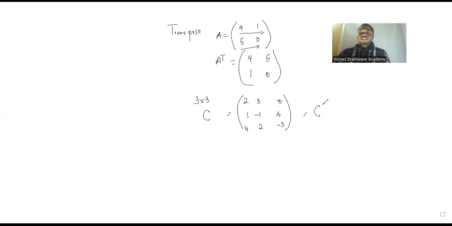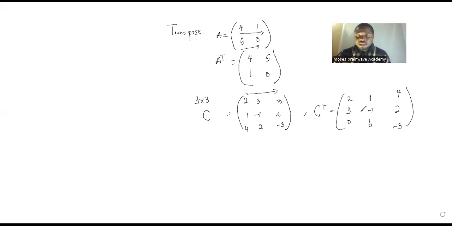Therefore, matrix C transpose is going to be what? We take this particular row and make it the column. So we have 2, 3, 0, we have 1, minus 1 and 6. Then we have 4, 2, minus 3.